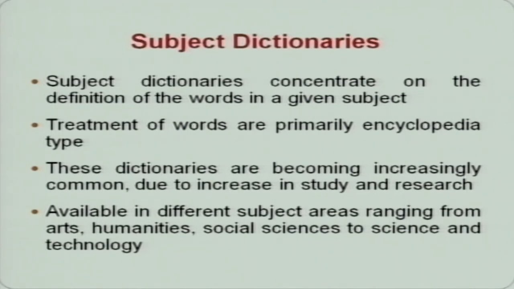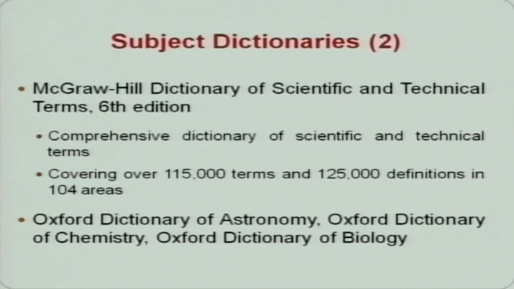These dictionaries are becoming increasingly common and available in different subject areas like arts, humanities, social science, and technology areas. Some examples: the McGraw-Hill Dictionary of Scientific and Technical Terms, 6th edition, contains over 115,000 terms and over 125,000 definitions in 104 areas. So this is a very comprehensive dictionary in the scientific and technical field.